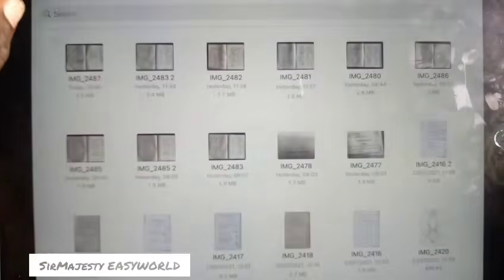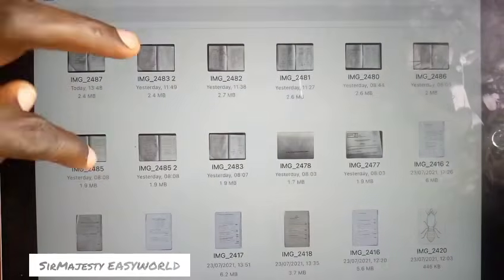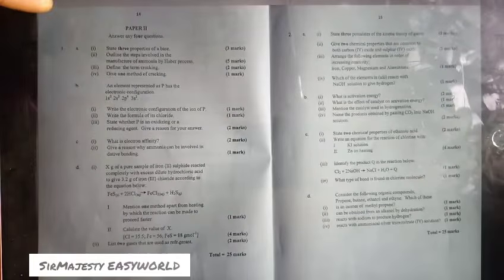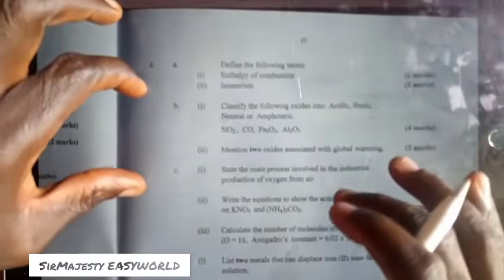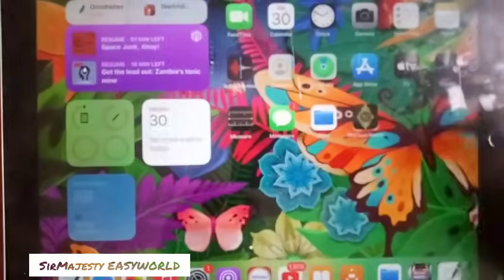So we go to question number 4. Define the following terms. Enthalpy of combustion. Enthalpy of combustion means heat of combustion, which is the heat change when 1 mole of a substance is completely burnt in oxygen. That is what we call enthalpy of combustion.